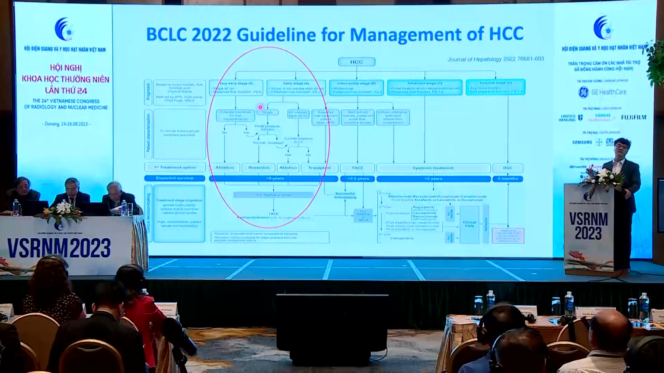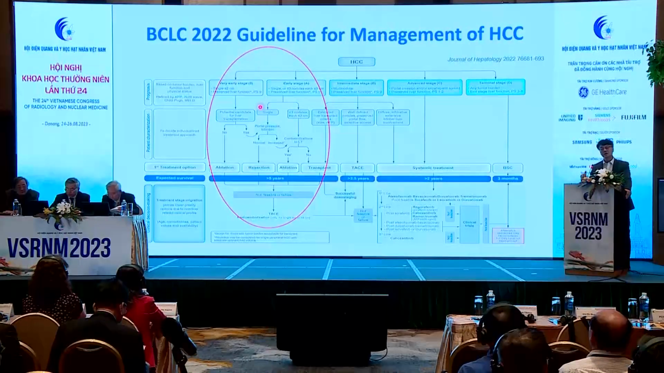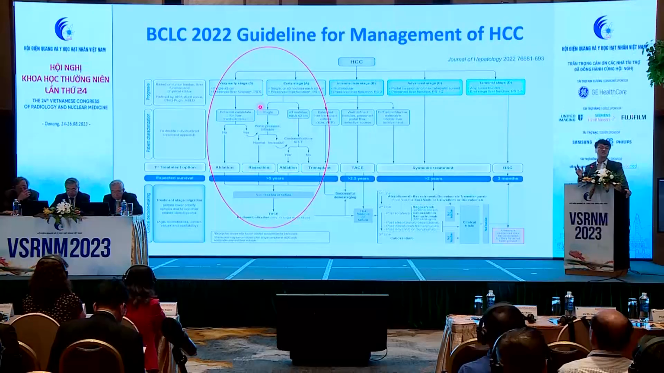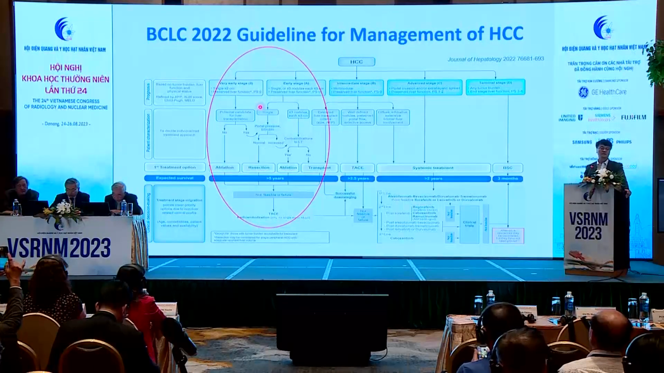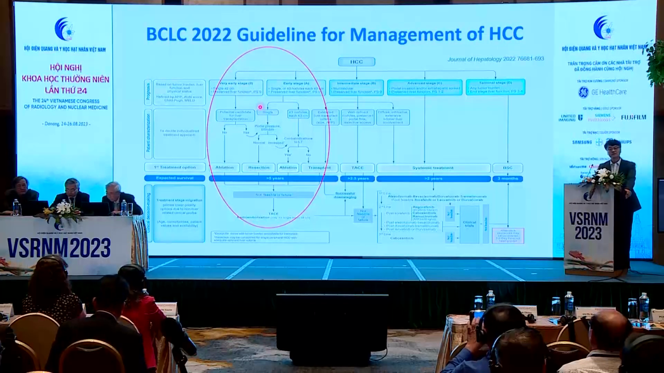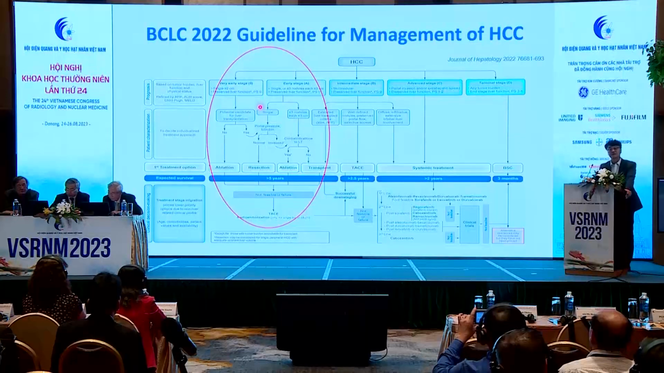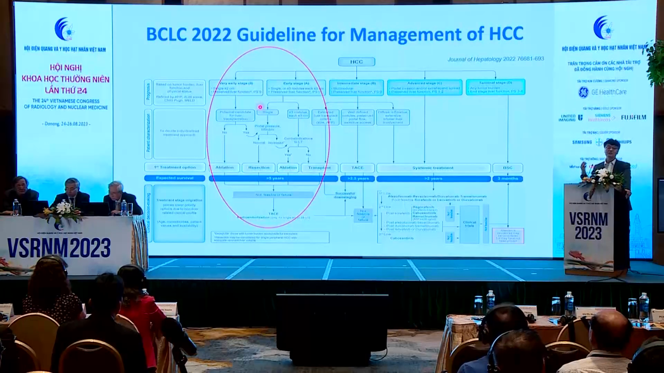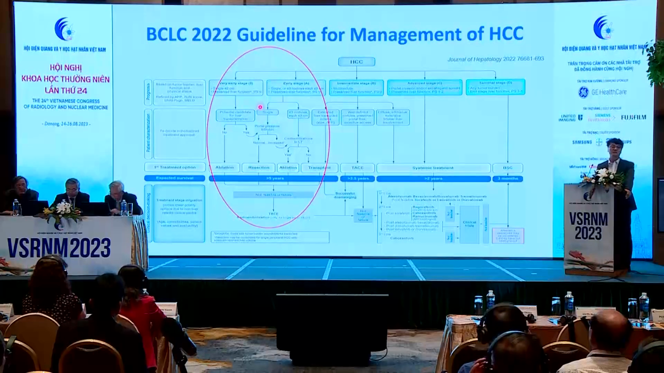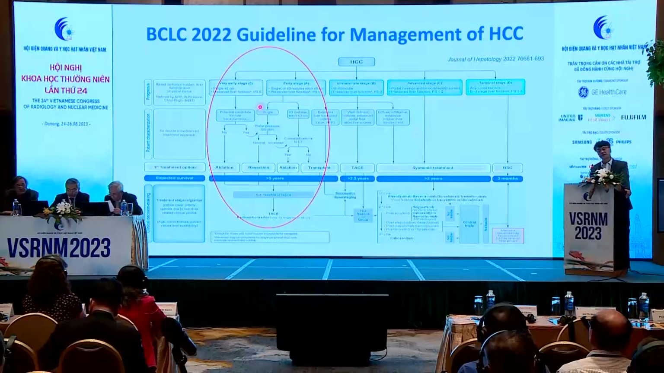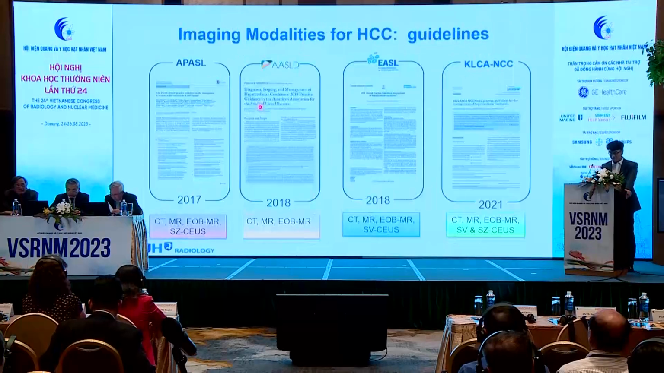for the very early or early stage HCC, we can provide curative treatment options such as ablation, surgical resection, or liver transplantation. However, once the tumor is detected at intermediate stage, maybe TACE is the treatment of choice, and the survival time is less than 5 years. And if you detect the tumor at its very advanced stage, systemic therapy, including recent immunotherapy, is the treatment of choice, but survival is usually less than 2 years.